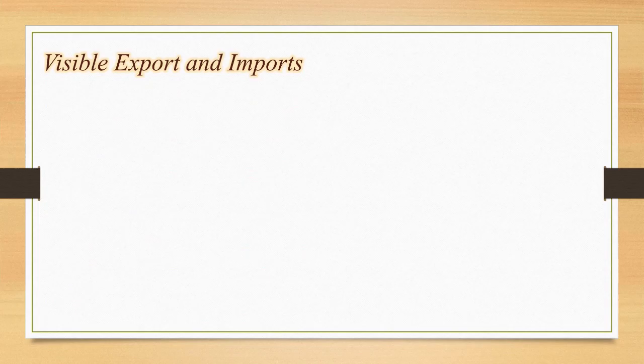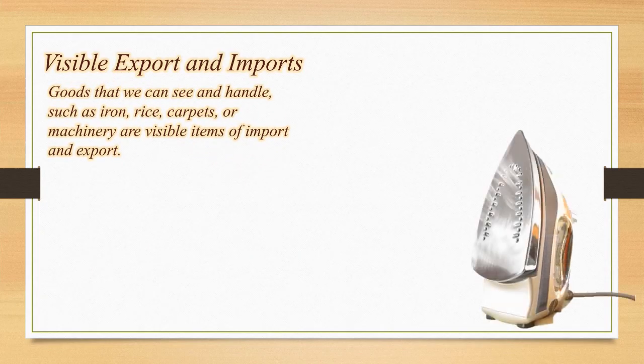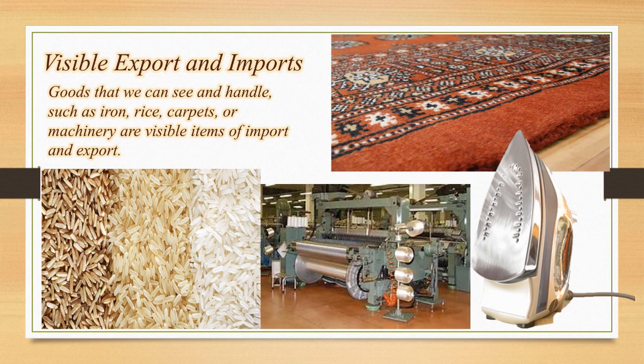Visible export and imports. Goods that we can see and handle, such as iron, rice, carpets, or machinery, are visible items of import and export. Invisible export and imports.